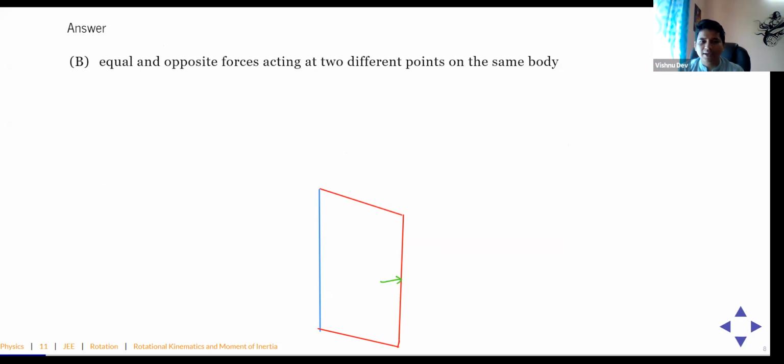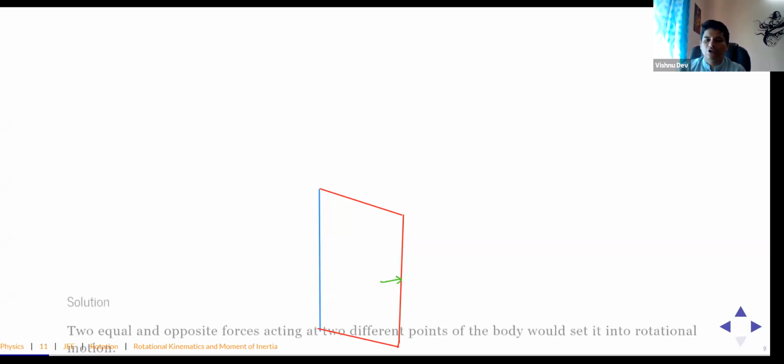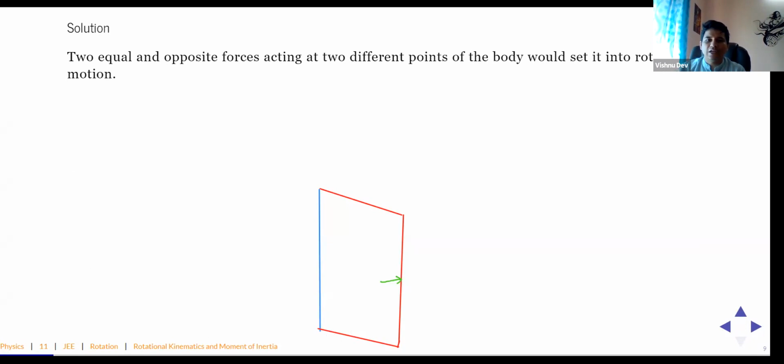We have studied this, right? Very good, Maurya. So here equal and opposite forces will act on two different points. One force is this, and the other the hinge will apply in the opposite direction. Because of that it will rotate. Yes or no? I hope this concept is clear. Tell me. Raise your hand. Any doubt?